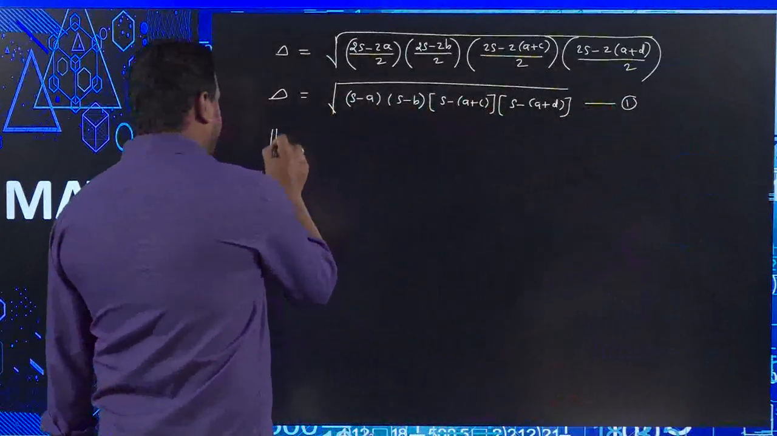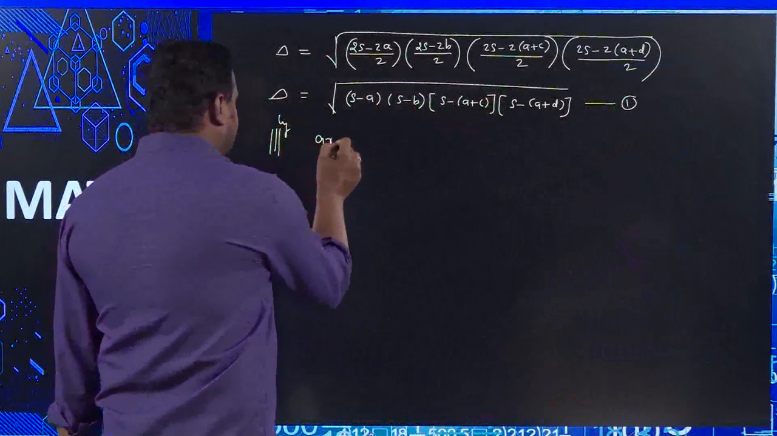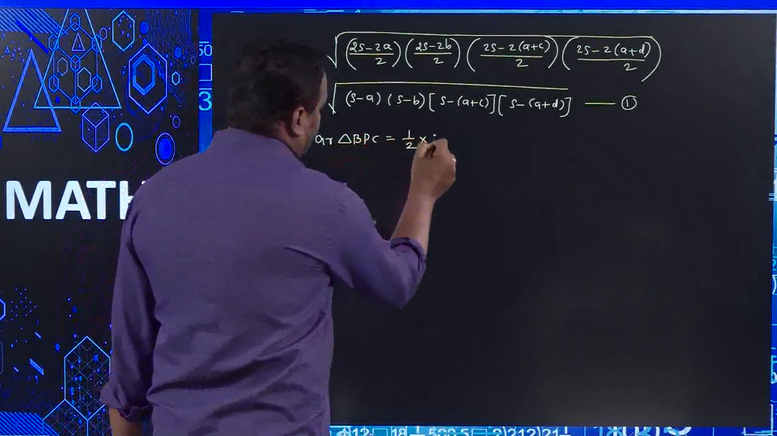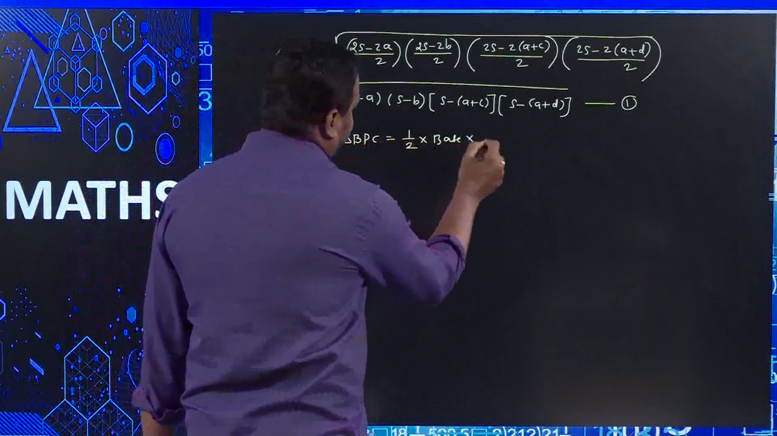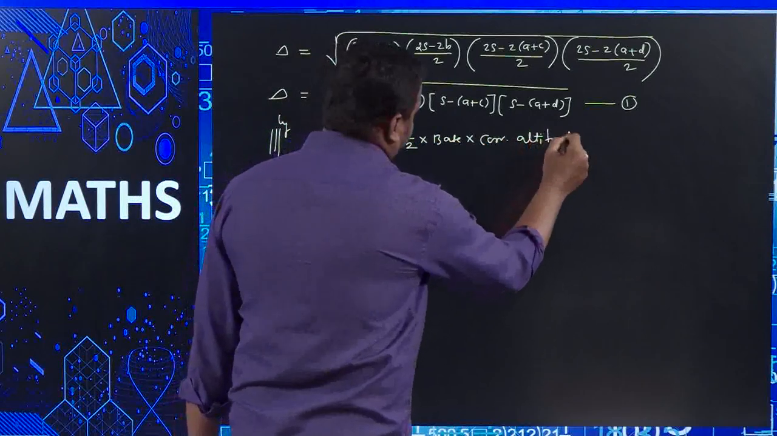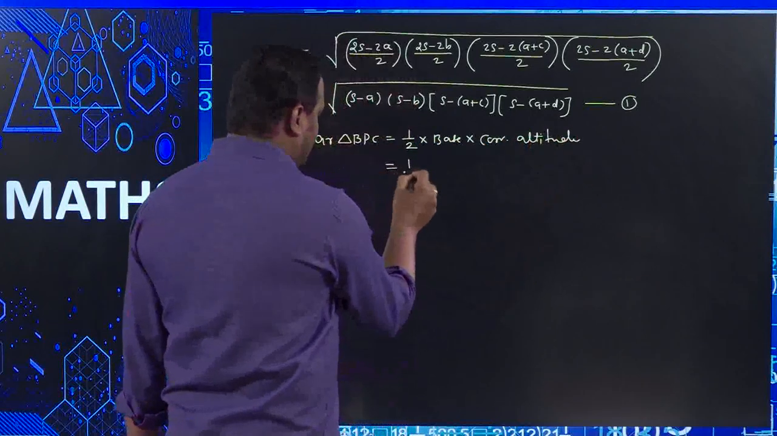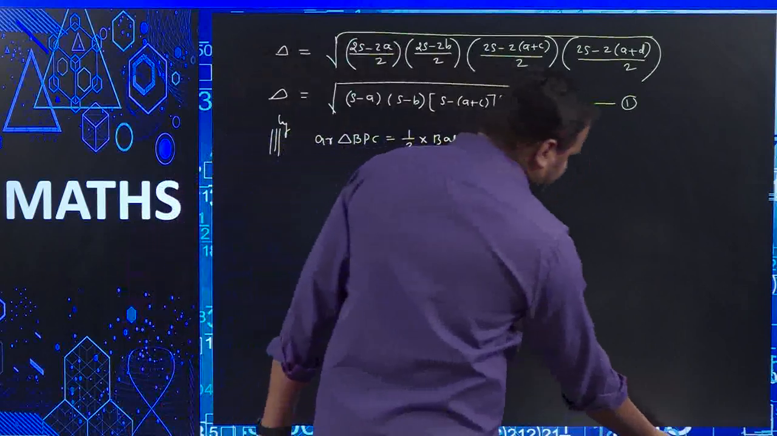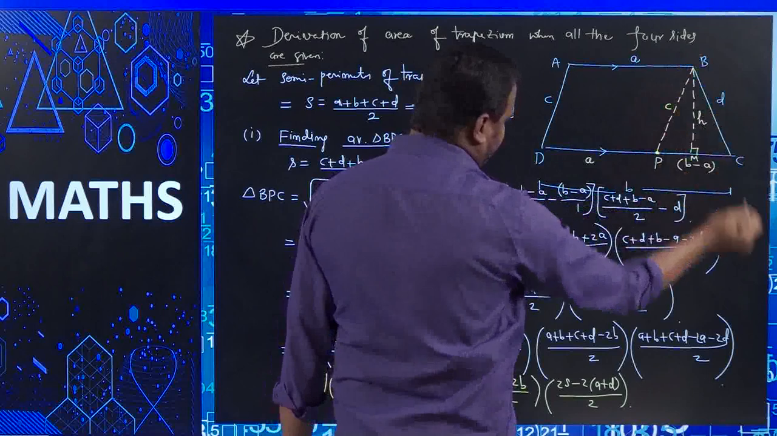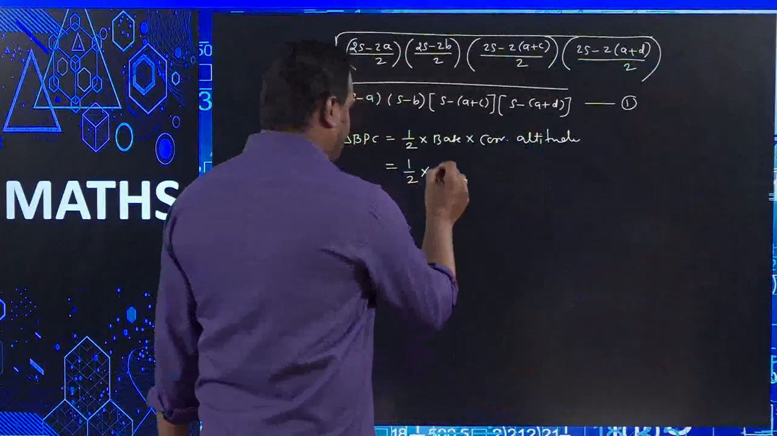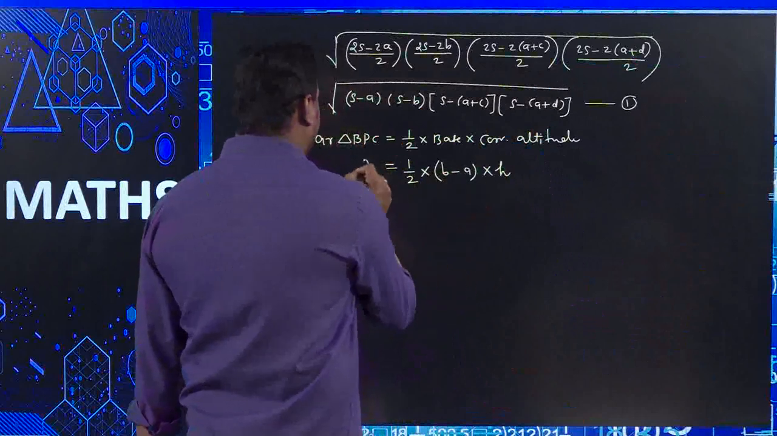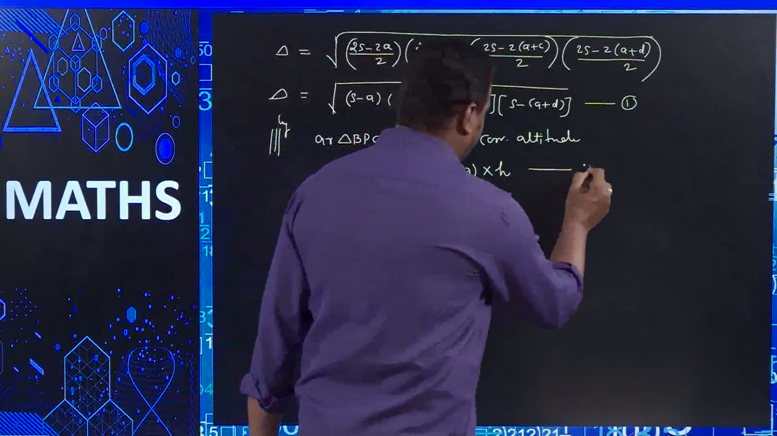Similarly, we can find the area of triangle BPC, which is half into base into corresponding altitude. So, what is the base and what is the corresponding altitude? If you observe, the base of the triangle is B minus A, and the corresponding altitude is H. So, half into B minus A into H is the area of the triangle, let it be the second one.